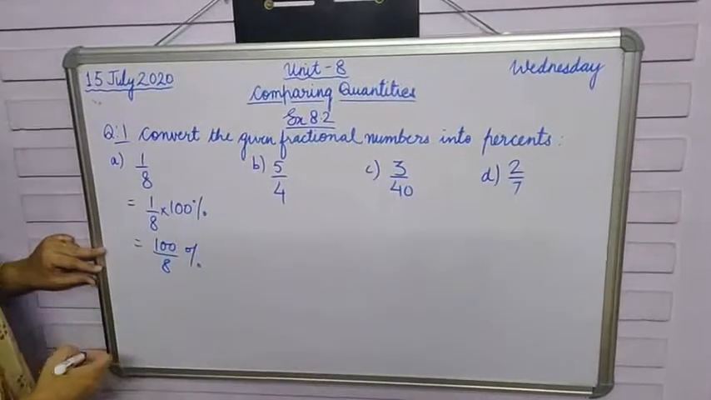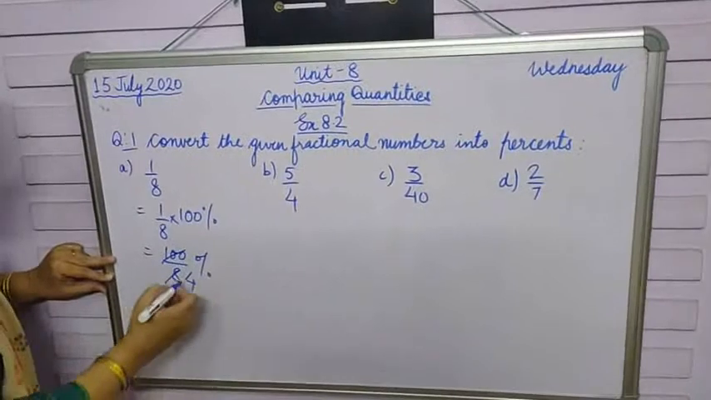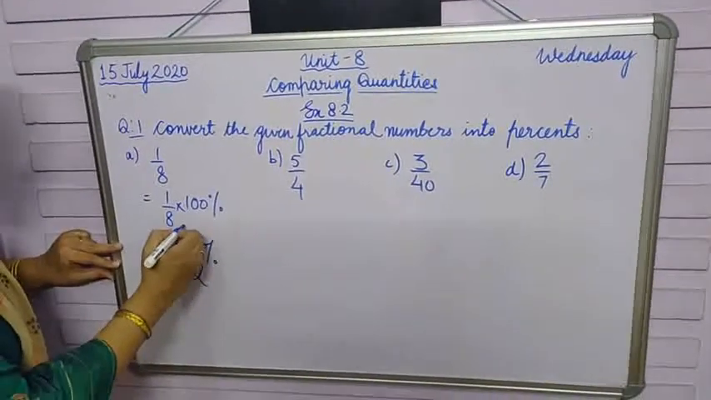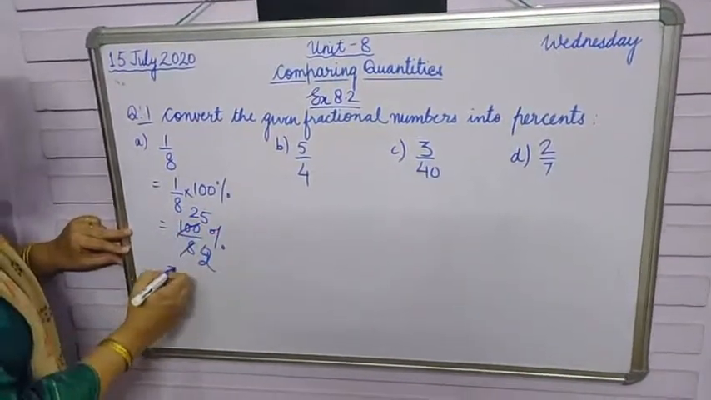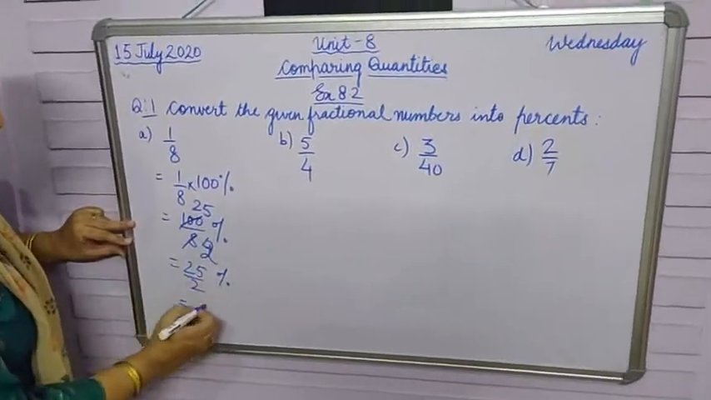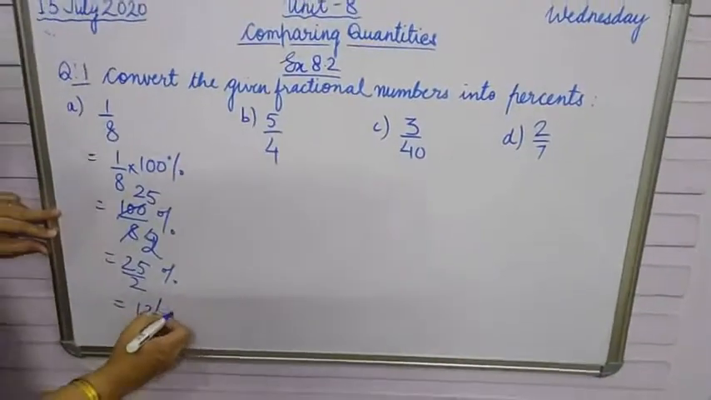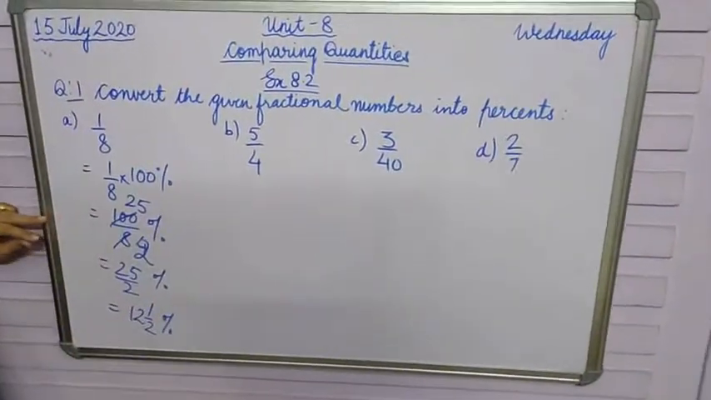Now convert this into lowest form. Let us divide it by 4. So 4 2s are 8, and 4 25s are 100. So 25 upon 2. Convert this into decimal, or you can convert it into a mixed fraction. So it is 12 1 by 2%.